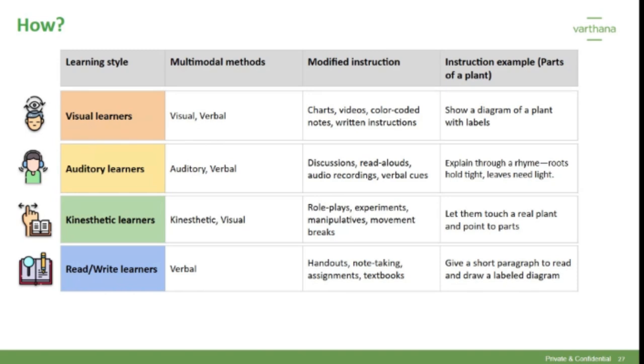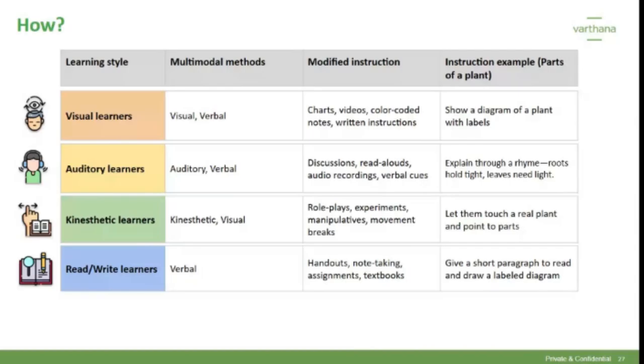So for read write learners, that is verbal learners, verbal method is used here, and you can use it in a different way rather than just the textbook. You can give handouts, extra notes, note taking, give them assignments, ask the students to research something and bring the information about that. And most commonly, use of textbooks also.